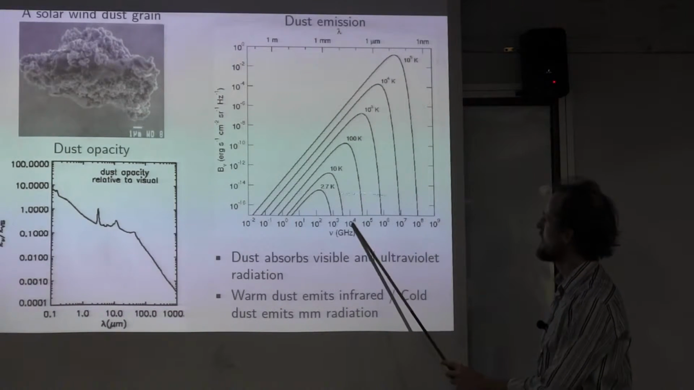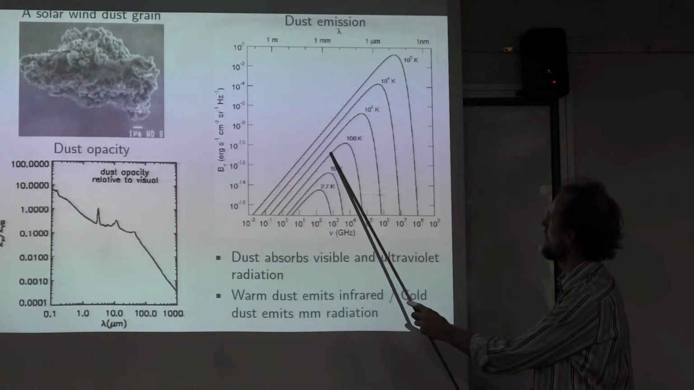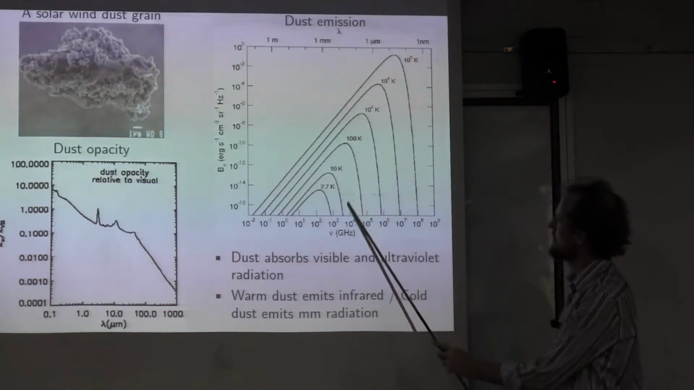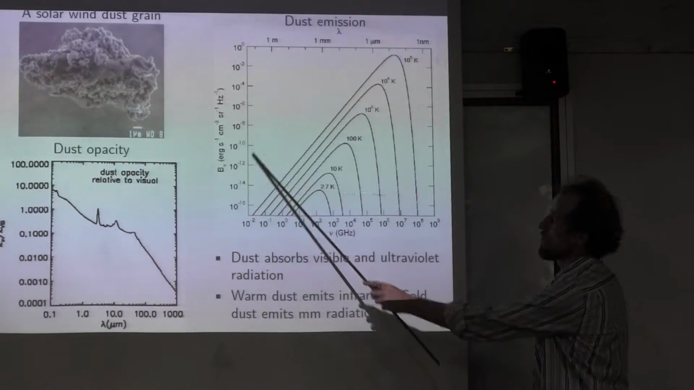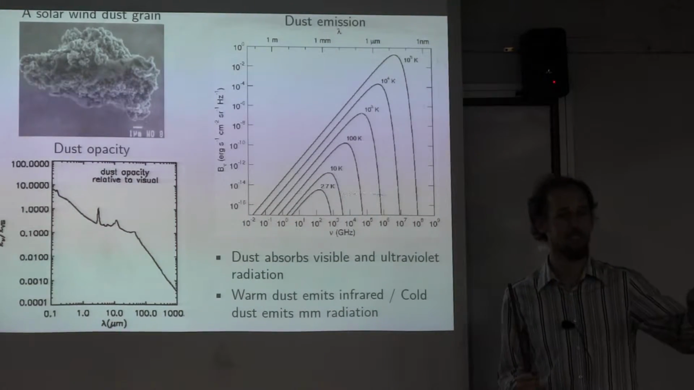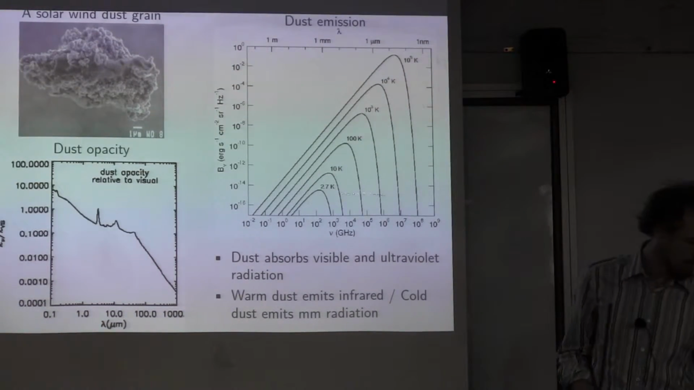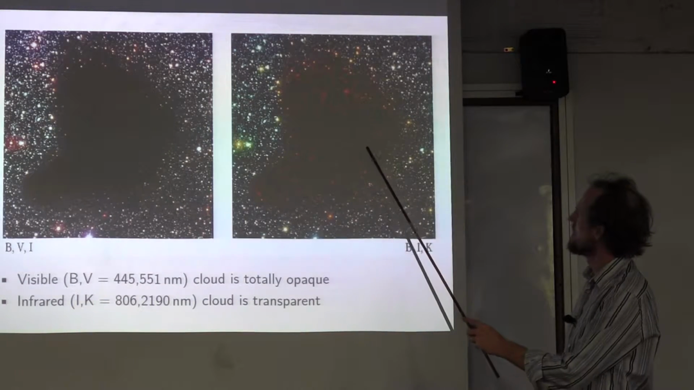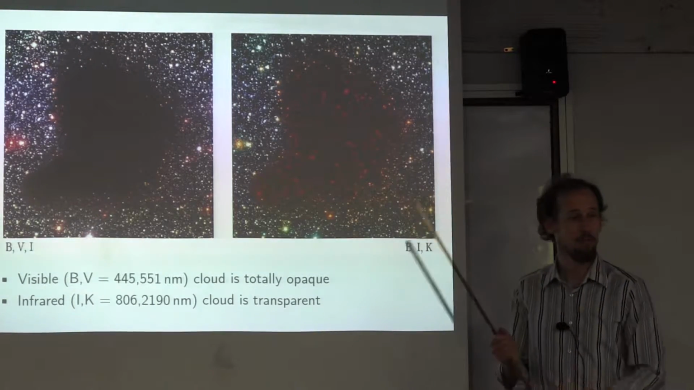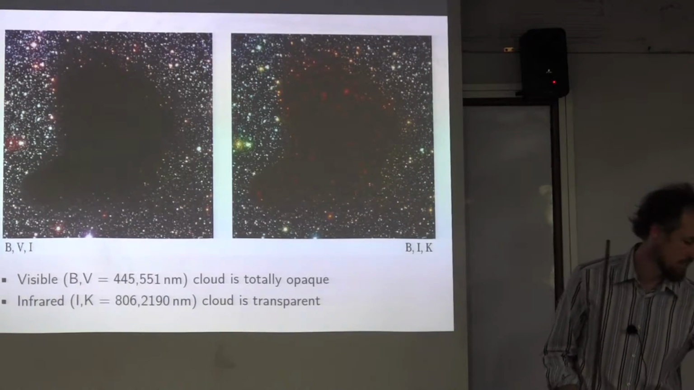So if you have a 100 Kelvin cloud, that's this curve here, it has a peak in its blackbody emission in the infrared, and that falls down by a factor of 2 orders of magnitude by the time you get to the submillimeter. So not only are we seeing starlight shining through in the infrared, we're also seeing emission of the cloud itself. So there's two effects.